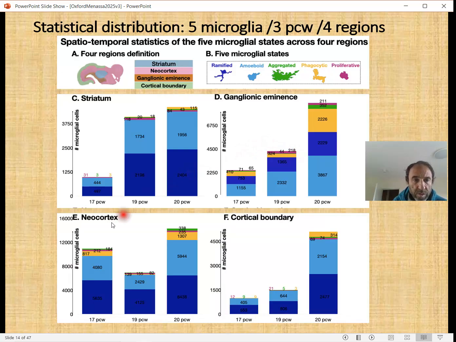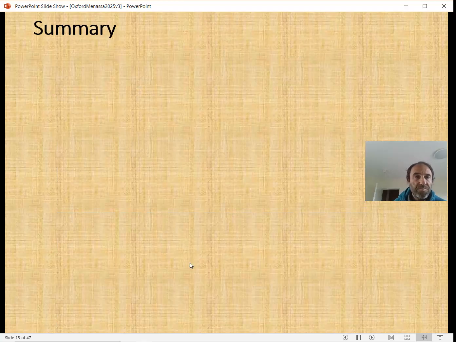So this is the example of the two. If you look at the neocortex or the cortical boundaries, with the same idea, you can look at how cells evolve across time, and ask, for example, what happened between these 4,000 at post-conceptual week 17 to 19, where it basically diminished by 2. Where are they? Have they been phagocytosed? So again, you can start asking all of these questions because you see the result of the statistics.